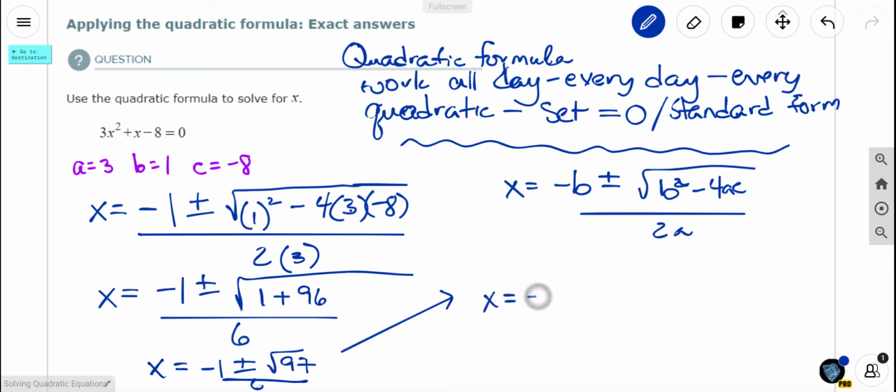x equals negative 1 plus the square root of 97 all over 6. By the way, I can't simplify 97, can I? Does 3 go into 97? Nope.